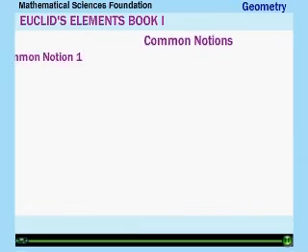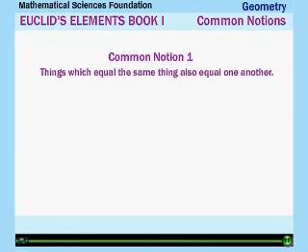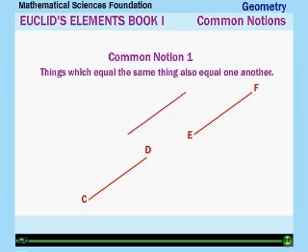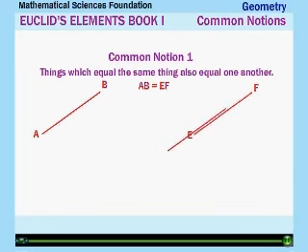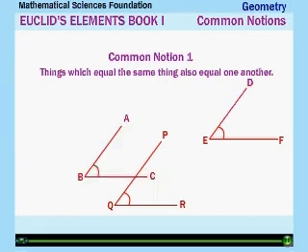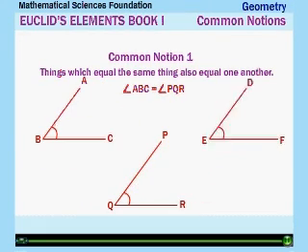Common notion 1 tells us that things which equal the same thing also equal one another. For example, if the lengths of the line segments AB and CD equal the length of the line segment EF, then their lengths have to be equal. Same thing with measures of angles.